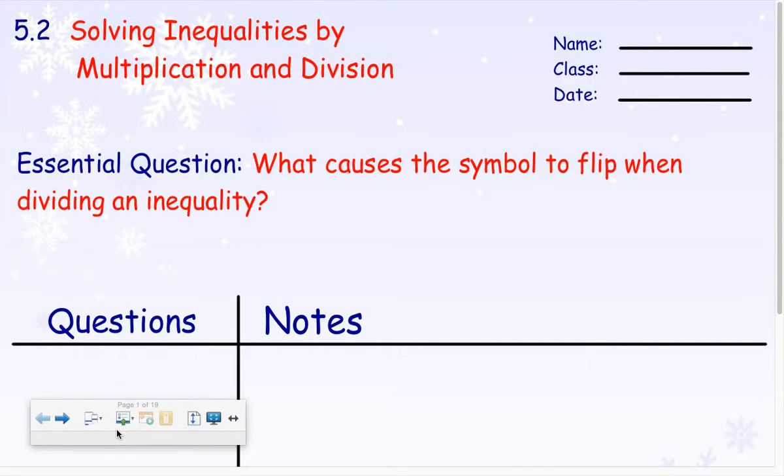Section 5.2, Solving Inequalities by Multiplication and Division. Essential question: What causes the symbol to flip when dividing an inequality?